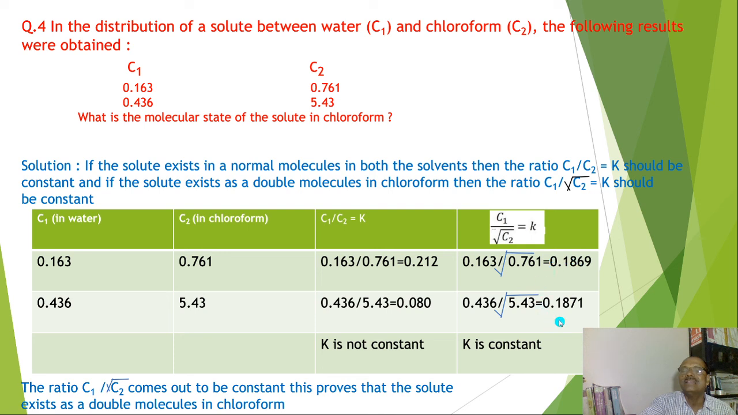Means the constant K is showing the same values, or the values are constant. And hence, the ratio C1 upon nth root of C2 comes out to be constant. This proves that the solute exists as double molecules in chloroform, meaning association is shown in the chloroform. In this way, these are some problems which I have given for you. Thank you.